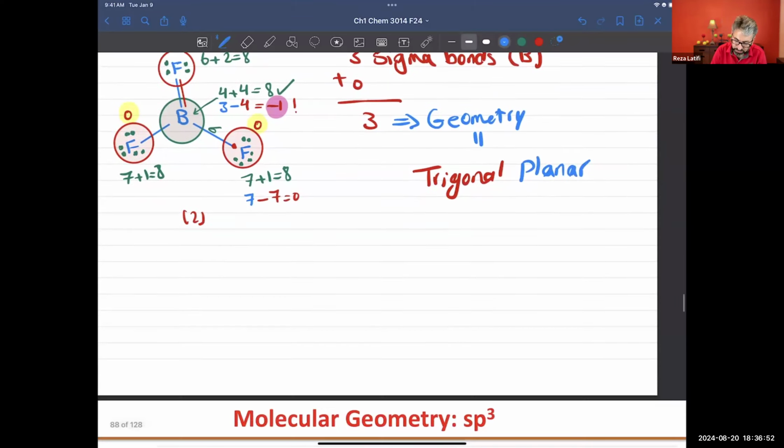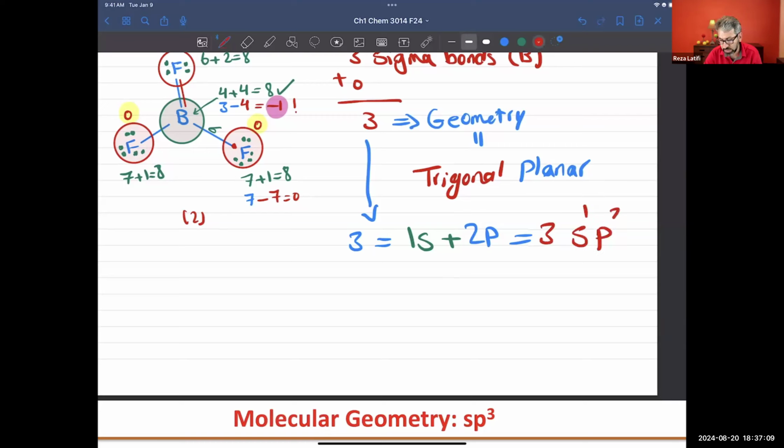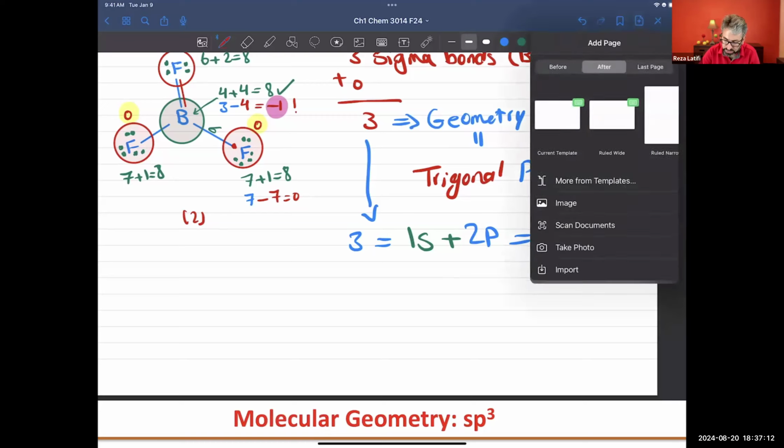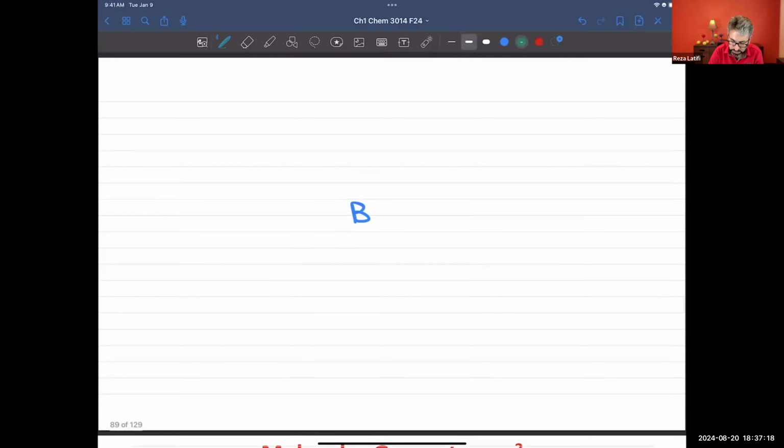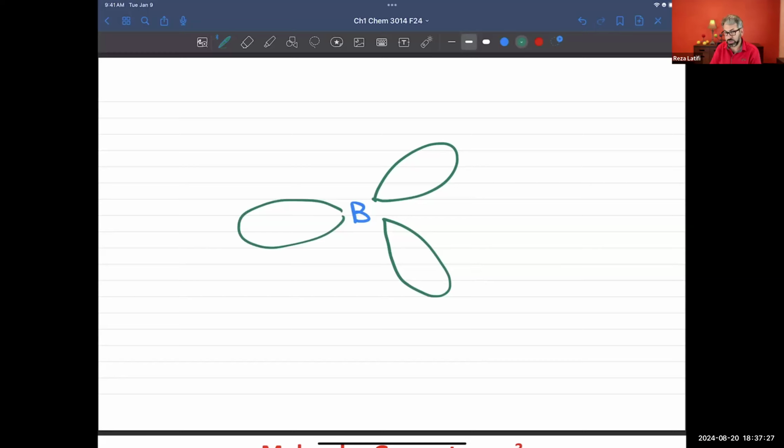Again, we have 3 because we got 3 pairs. So we're going to use 1 from S, but this time 2 from P, and the hybridization is going to be this. We get 3 orbitals of S1 and P2. Let's show them in the central atom. Our boron has 3 hybrid orbitals. You can say this is the first one, that's going to be the second, and the third one is here, because you want to get the maximum bond angle between them. Each of these is an sp2 orbital.